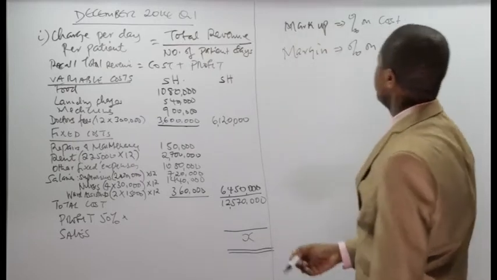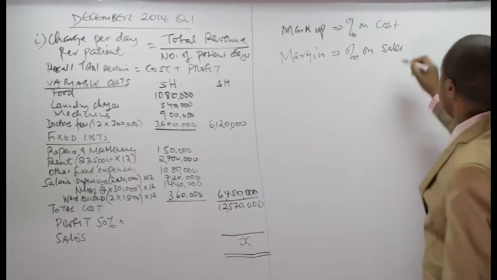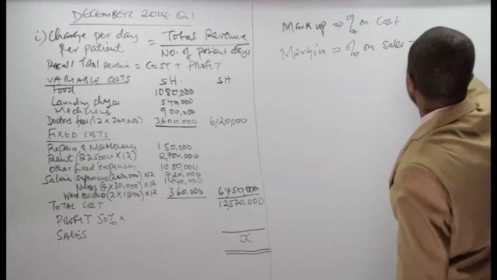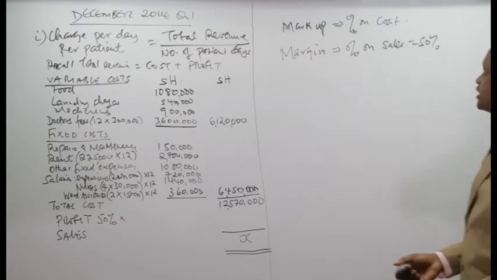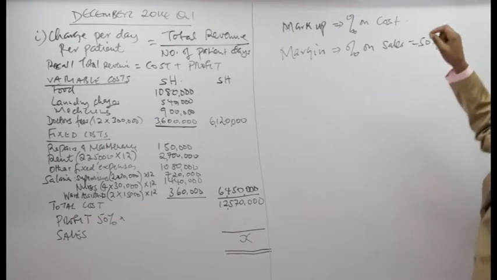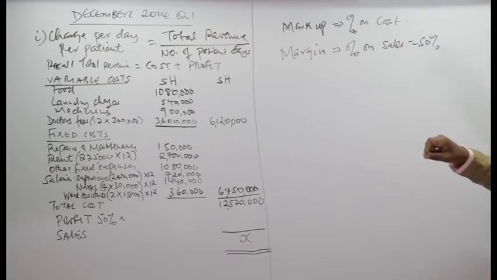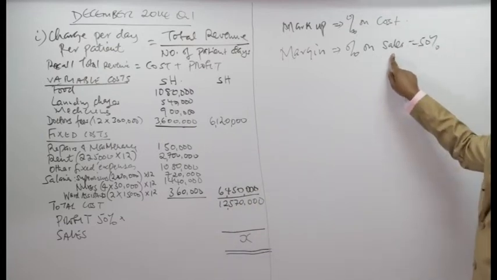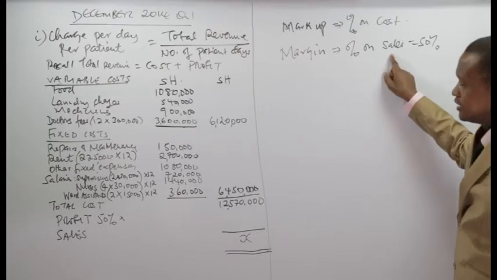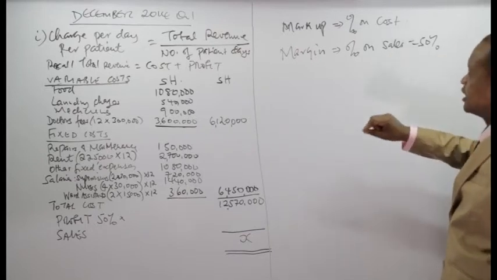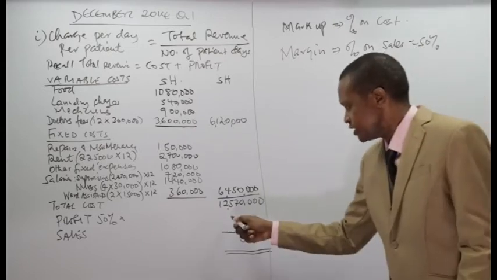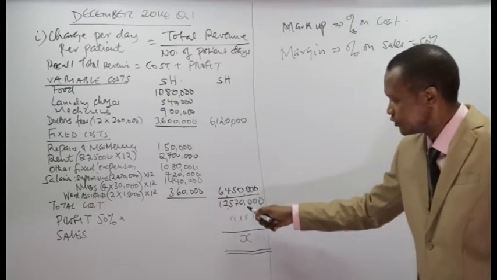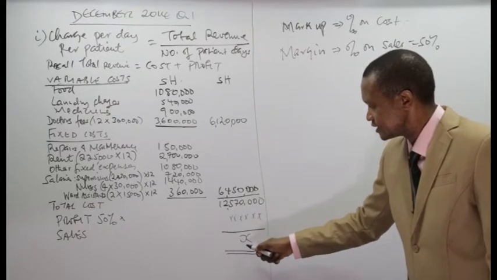So in this question, we've been given the margin, which is 50%. For us to get the profit, we are supposed to apply 50% on sales. But in the question, we do not have the sales. So we need to determine the sales so that we can apply 50% on sales to document the profit, which we then add on the cost to arrive at sales.